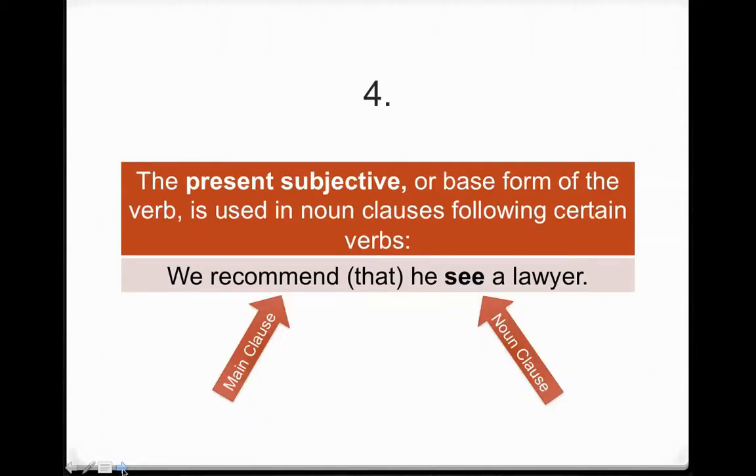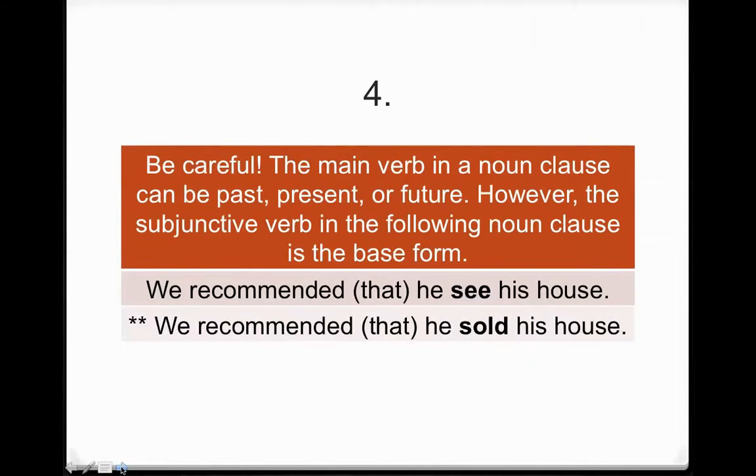The present subjunctive or base form of the verb is used in noun clauses following certain verbs. So we recommend, here's the main clause, that he see a lawyer. That's the noun clause following this verb recommend, and this is in the present subjunctive. Be careful, the main verb in a noun clause can be present, past, or future. However, the subjunctive verb in the following clause is the base form.